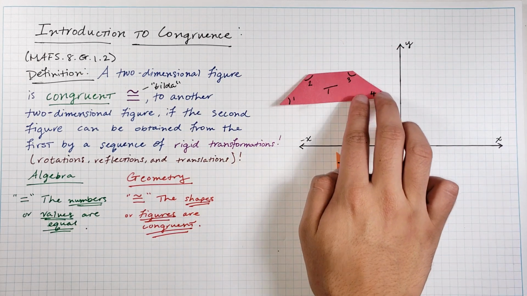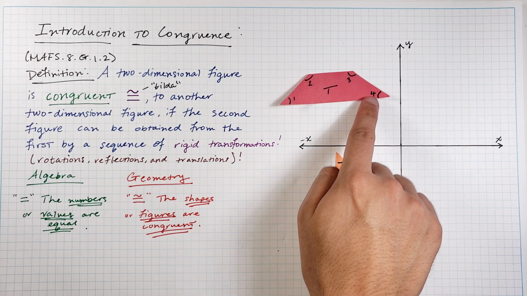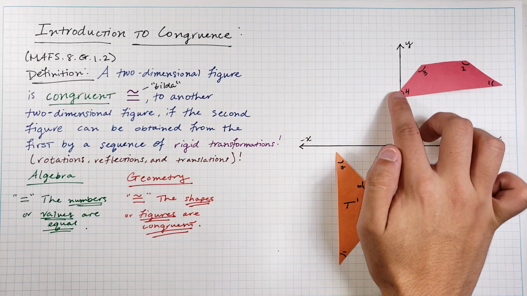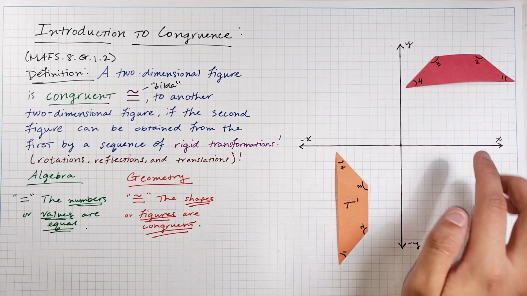Okay. Now make sure you're following. So follow the 4 and follow the 3. Look where the 4 and the 3 are ending up. The 4 and the 3 are going to stay in their spots. See them? They're right here still. Same thing with the 1 and the 2.